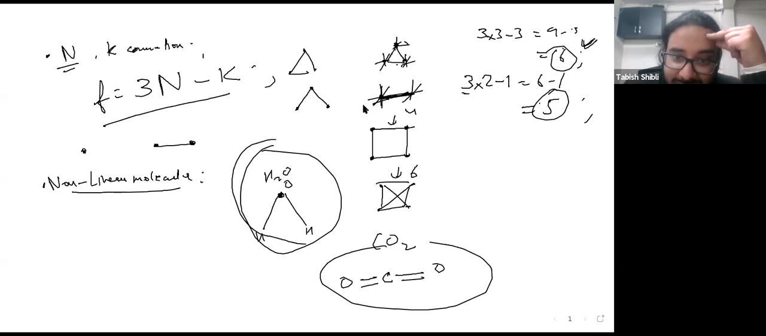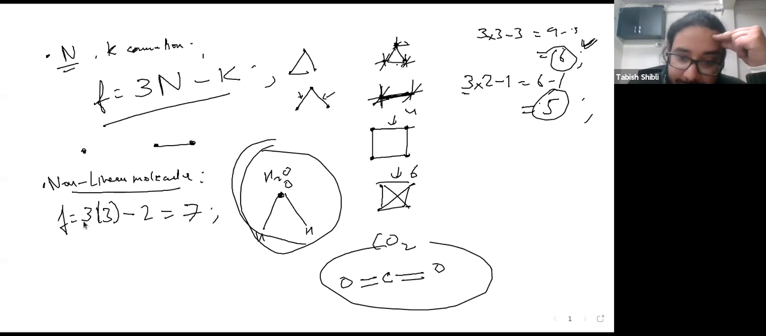How many degrees of freedom? Sorry, constraints are two. So 3n, n is 3, minus k is 2, one from here, minus 2. That's what? 9 minus 2, which is 7. So you have 7 degrees of freedom.